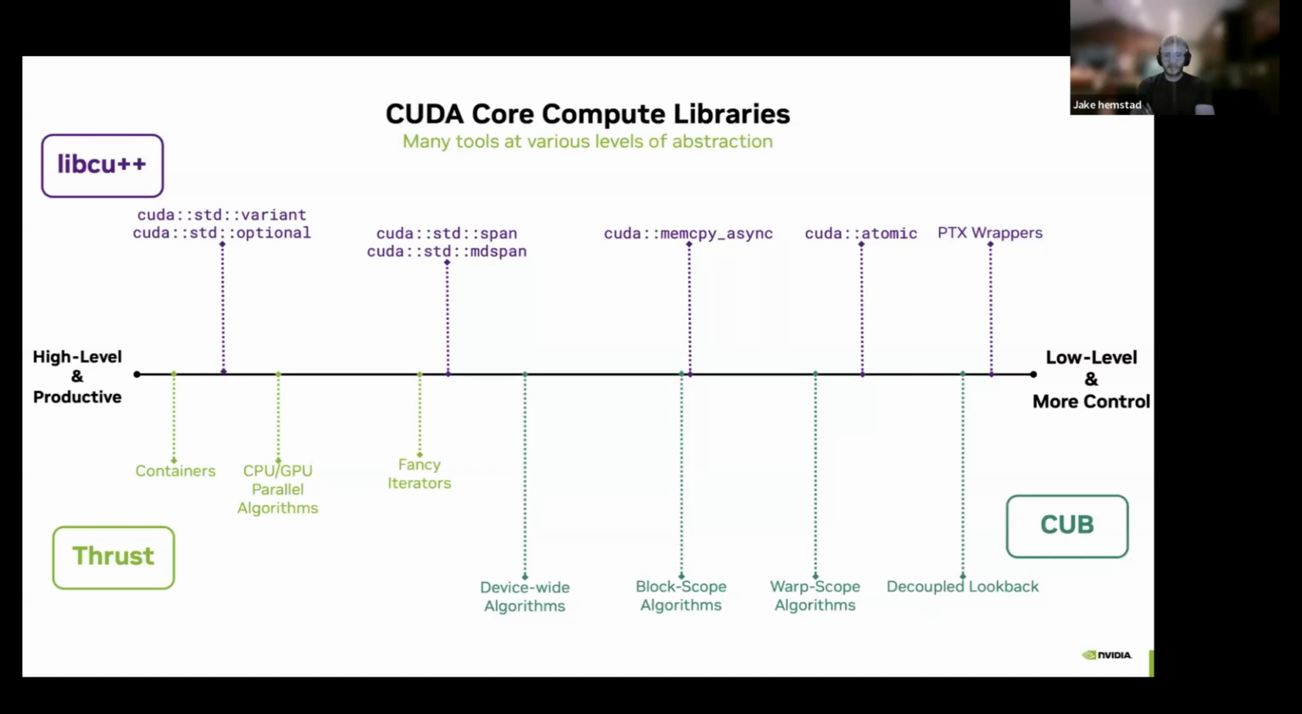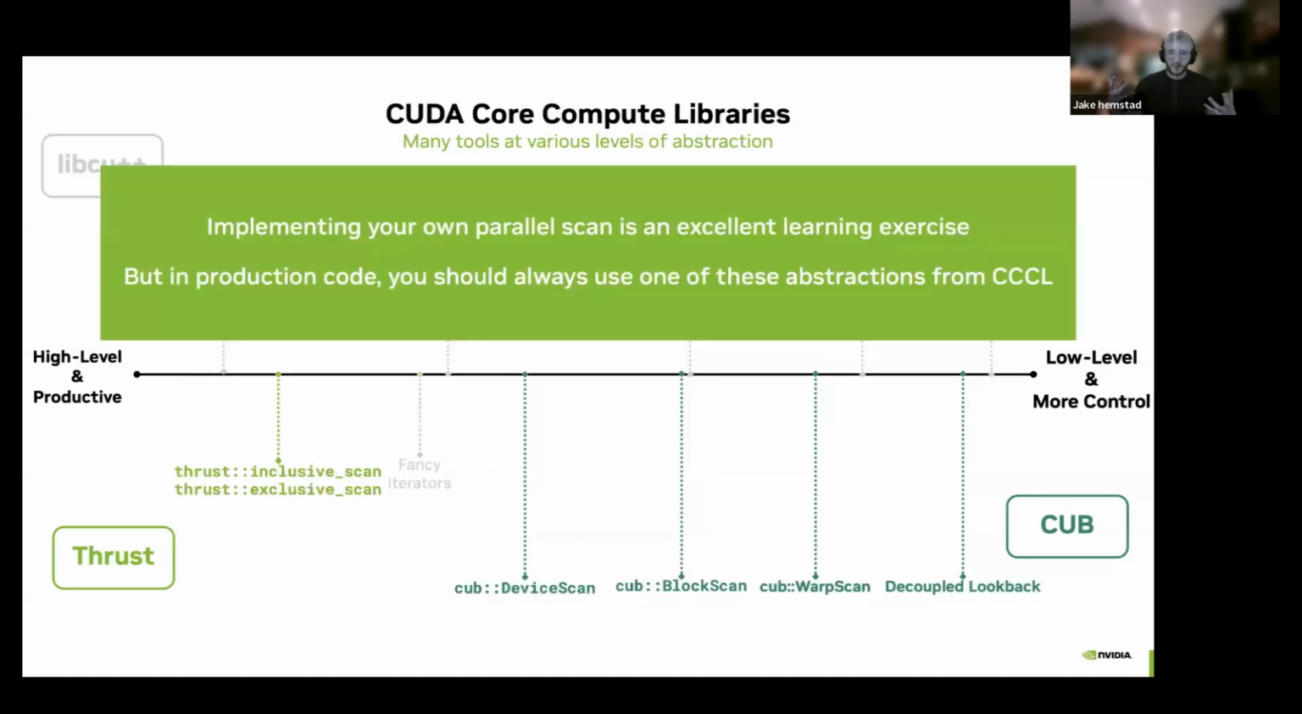I also showed you this slide last time, which shows a spectrum of different tools, from higher level to lower level, and how productive they are versus how much control they give you. We have things at all these different points on the spectrum. But today, advancing to the next slide, we're going to focus on the scan parts here. In CUB, we have device scan, block scan, warp scan, and decoupled lookback abstractions. These are also used to implement Thrust inclusive scan and exclusive scan.